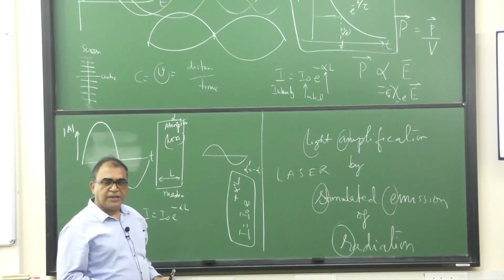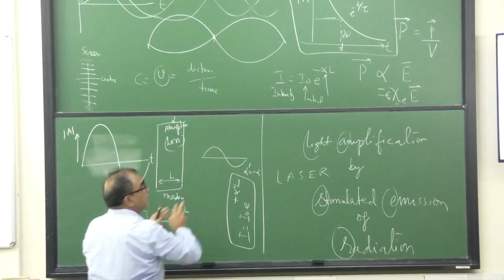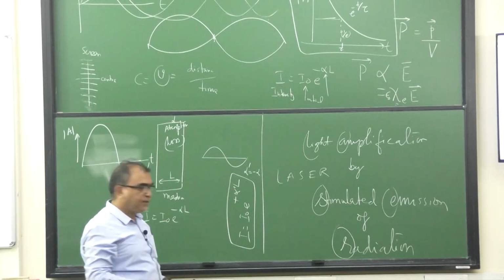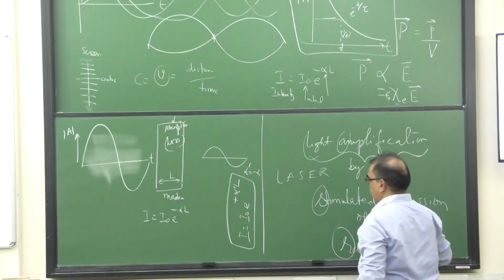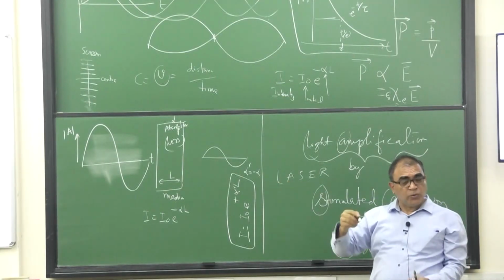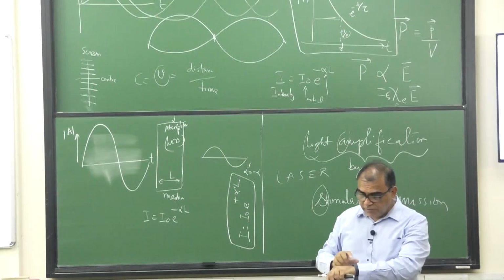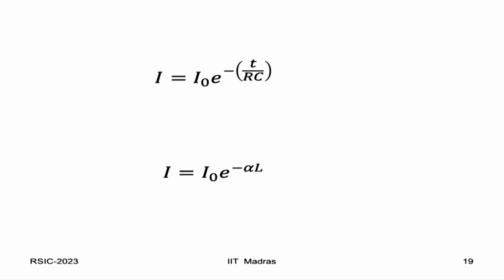Then in that case, if I put light in from here, I would get the amplified light. And that is the light amplification. That's the principle of lasers. How you do it is a different question. I think we are soon coming to the end of this. If you wanted more talk on this, we can have it later.